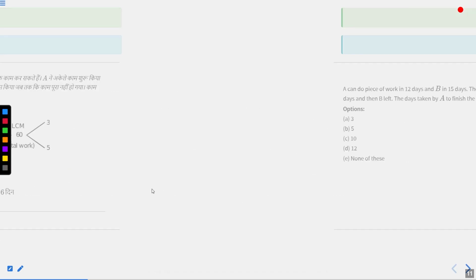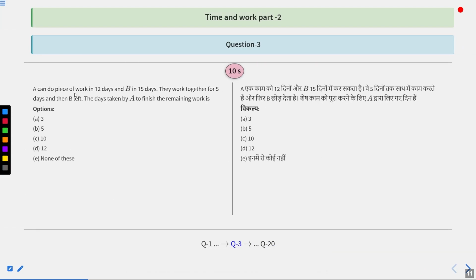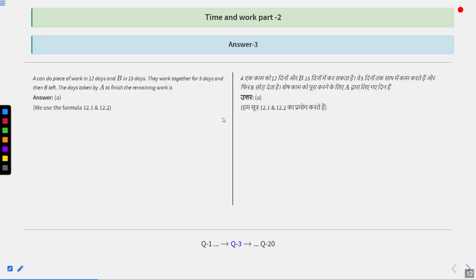Clear? Next. A can do a piece of work in 12 days, B in 15 days. They work together for 5 days and then B left. The days taken by A to finish the remaining work is. You have 5 options and 10 seconds to analyze the question. Your time starts now. Now time's up. Let's see the solution.